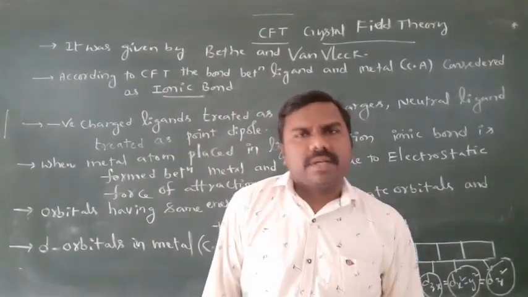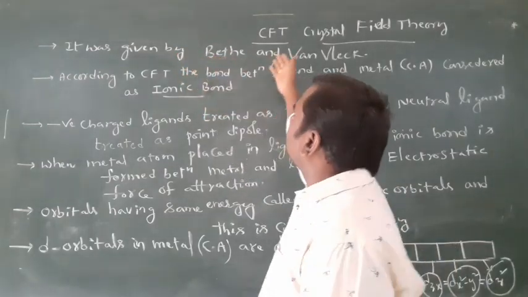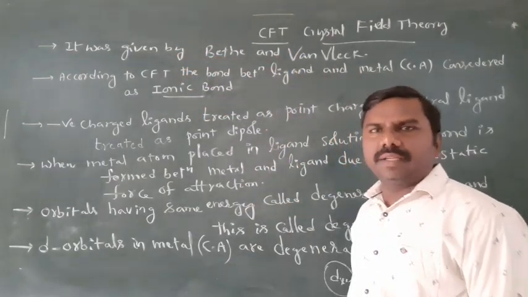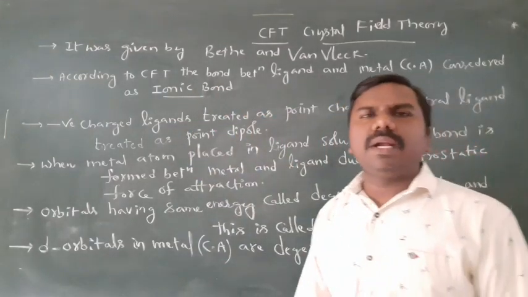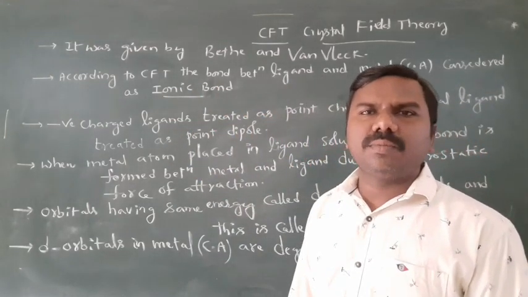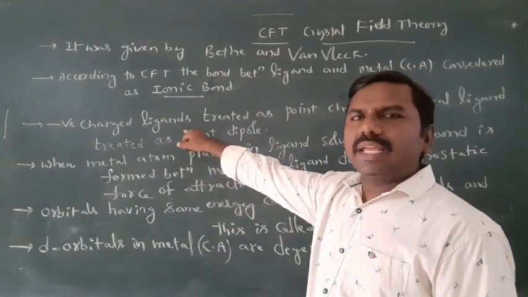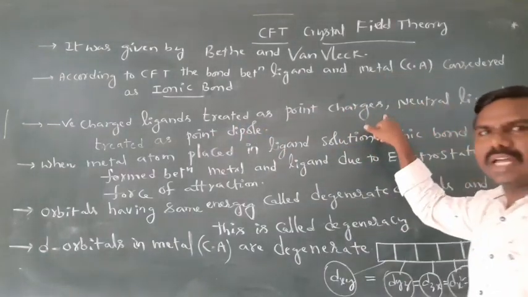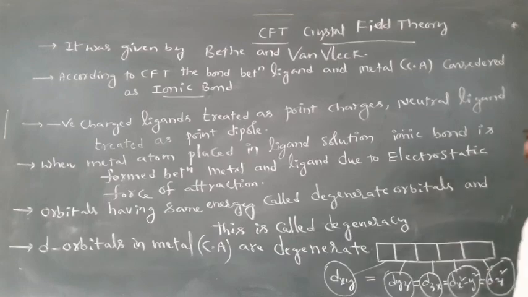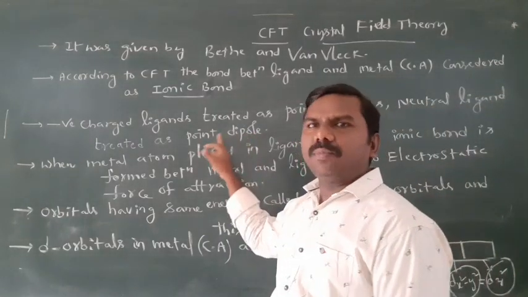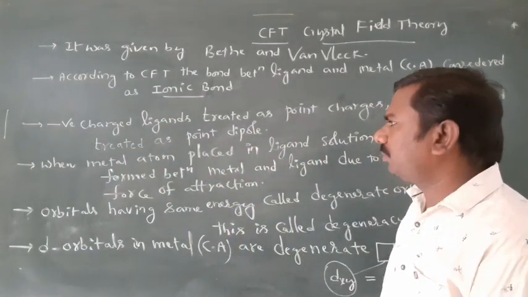Okay, the points are: CFT, the Crystal Field Theory, was given by Bethe and Van Vleck. First point. According to this CFT, the bond between the metal and ligand is assumed to be an ionic bond. Negatively charged ligands are assumed as point charges. Neutral ligands are treated as point dipoles.